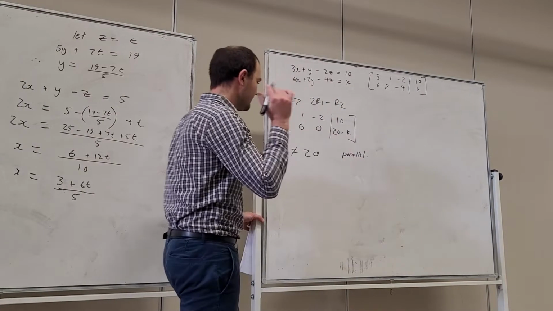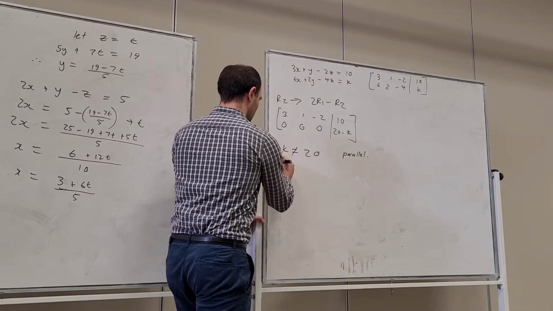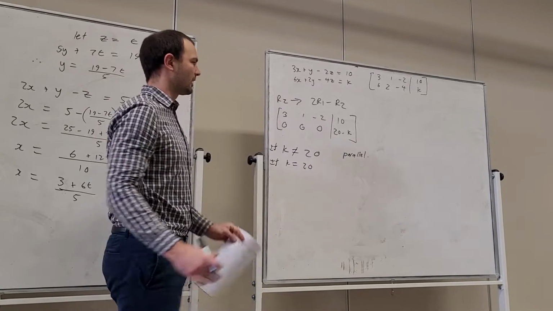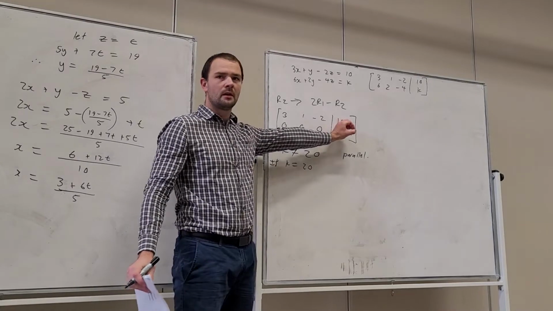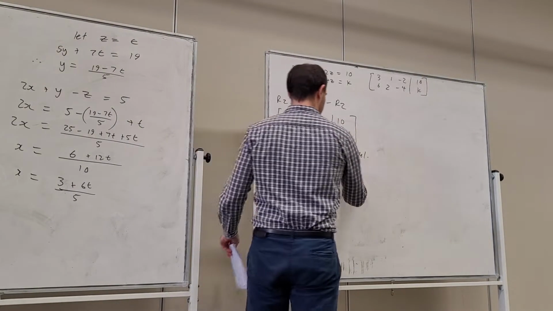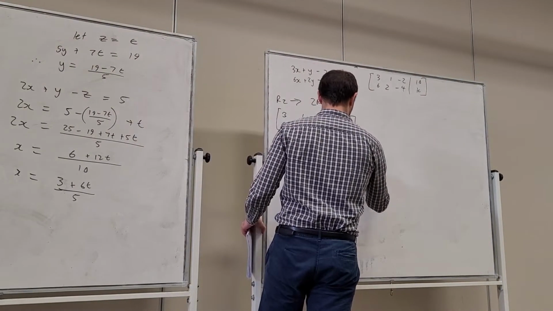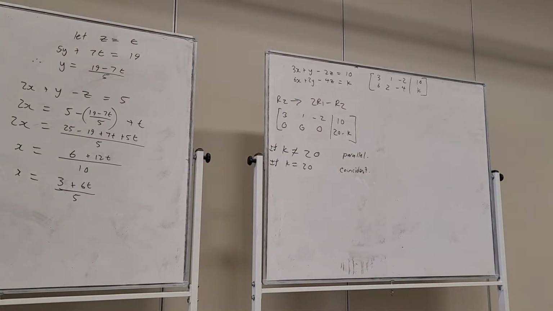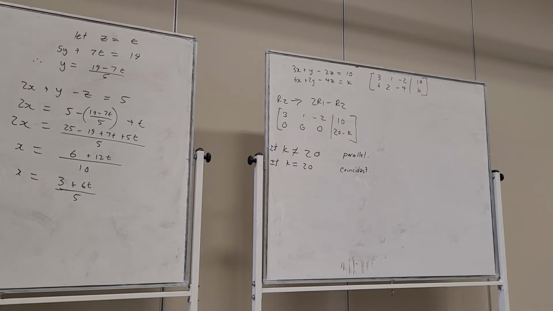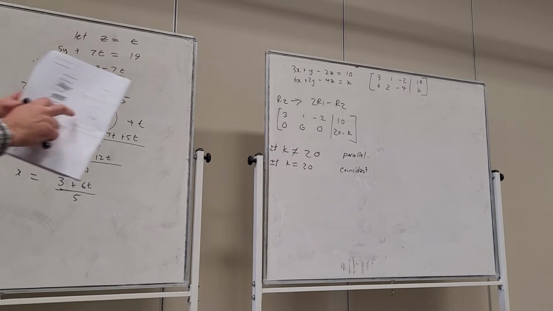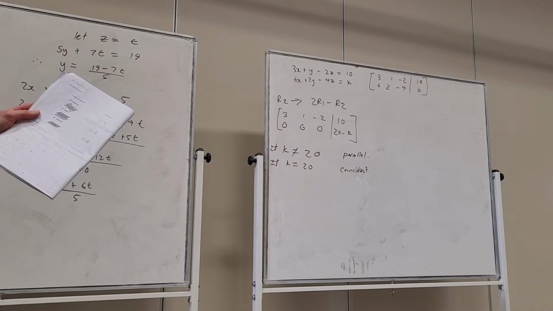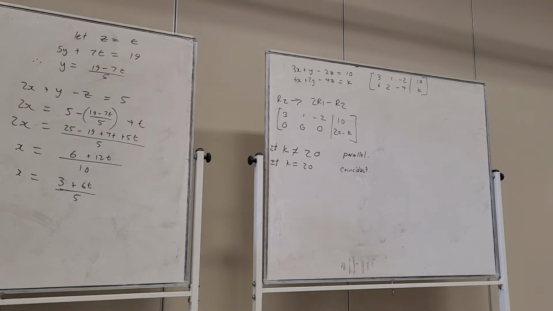Whereas if k equals 20, alright, then we're going to have a 0 there, and the planes are coincident. So if k was to equal 20, the bottom row would be all zeros, and we would have the third geometric interpretation. Okay, any questions about that so far?